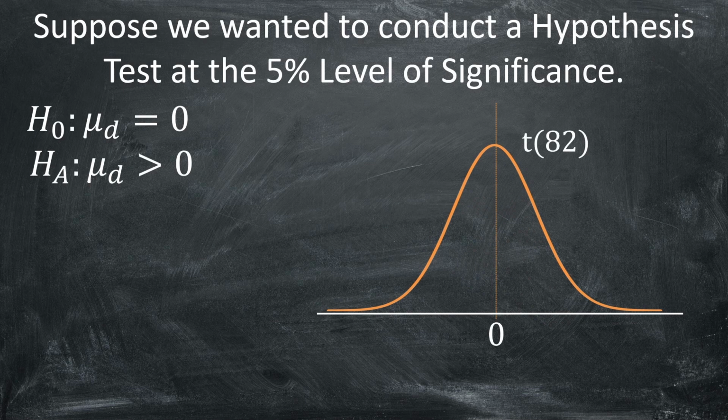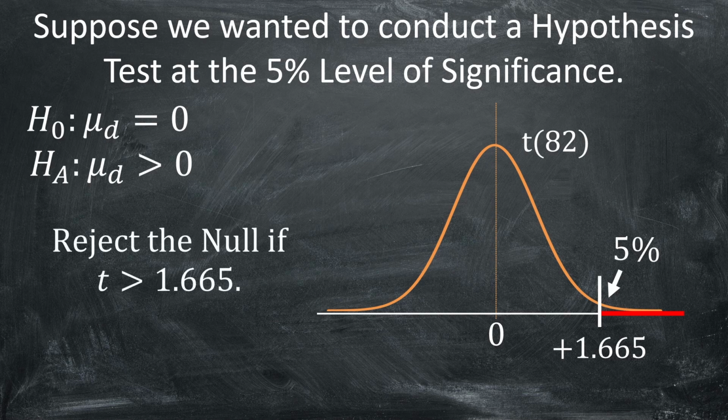So here's the distribution of our test statistic. The sample size was 83, and so we have a t-distribution with 82 degrees of freedom. We're looking for a critical value that puts 5% in the upper tail because it's an upper tail test conducted at 5%. That turns out to be 1.665. So there's our red zone. If our test statistic falls in the red, we're going to reject a null. So we can say we're going to reject if our test statistic is bigger than that critical value.